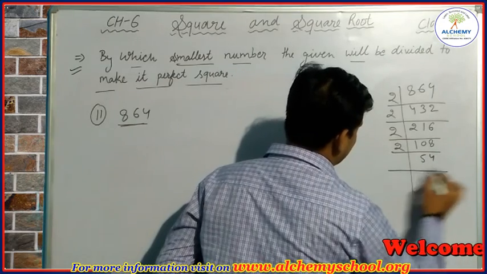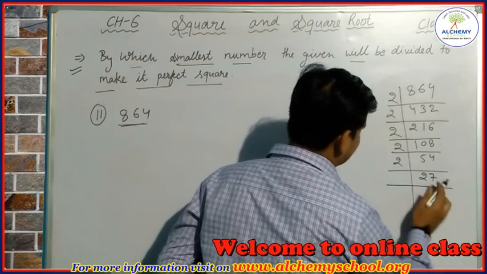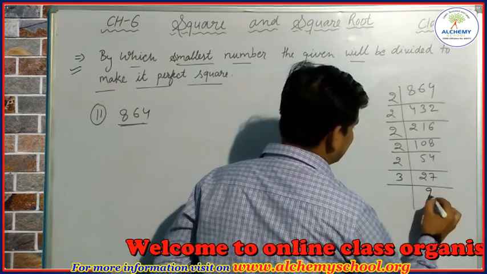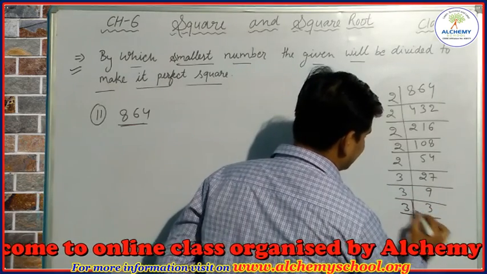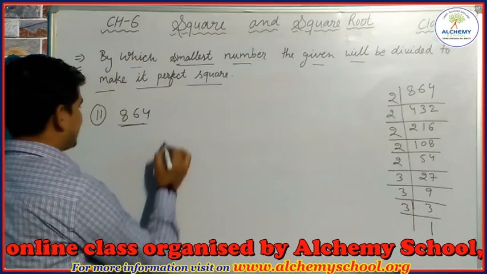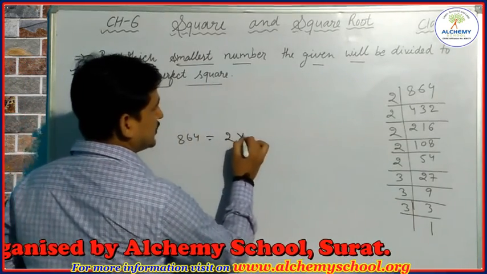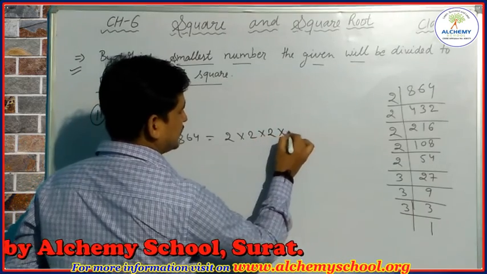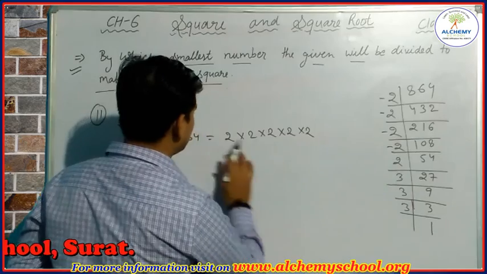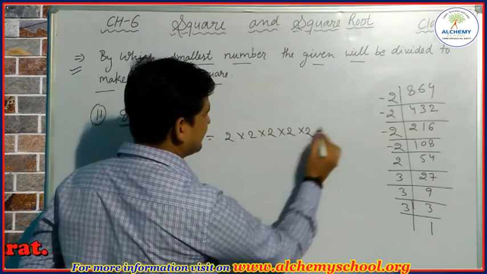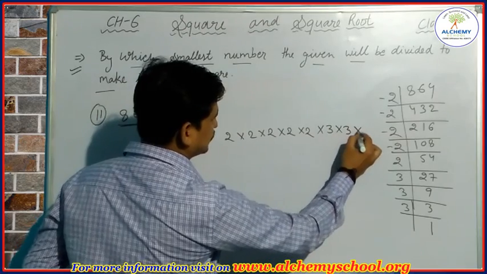2 2s are 4, 2 1s are 2, 2 6s are 12, 2 1s are 2, 0 and 2 8s are 16, 2 5s are 10, 2 4s are 8, 2 2s are 4, 2 7s are 14. 27 is divisible by 3. 3 9s are 27, 3 3s are 9, and 3 1s are 3. So while factorizing 864, we get 2 into 2 into 2 into 2 into 2, five times, and now we have 3 into 3 into 3.